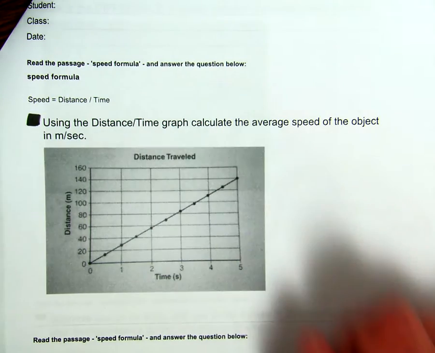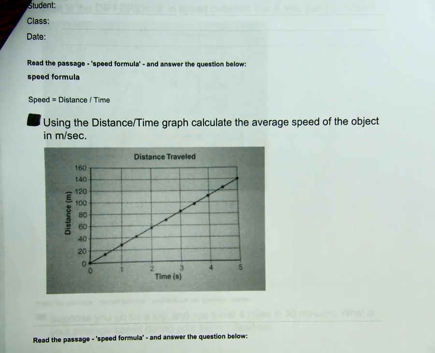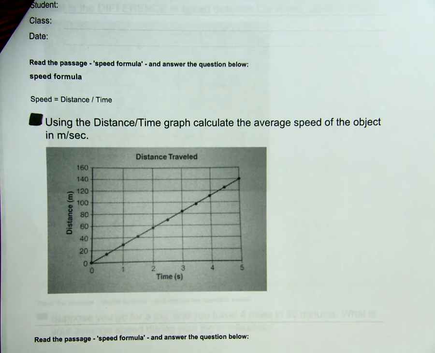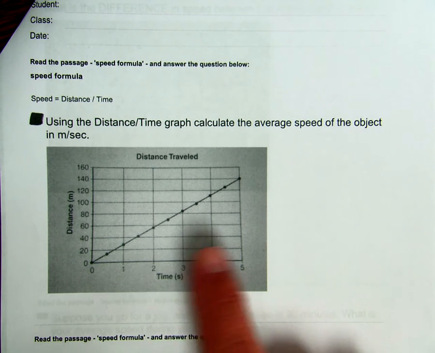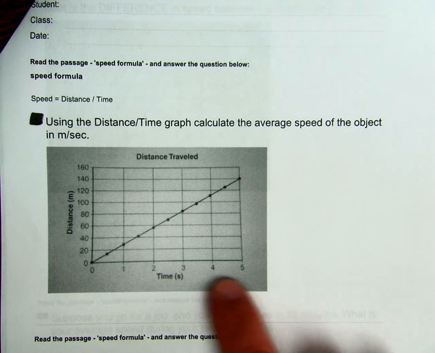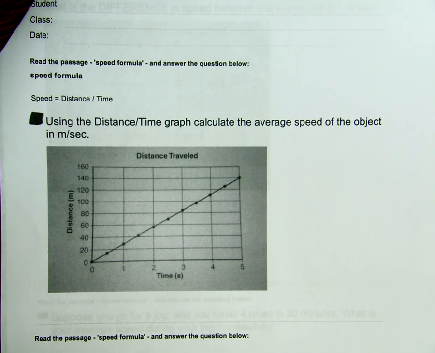So a couple things here to start out with. You're given the speed formula, which is distance divided by time. Using the distance time graph provided, calculate the average speed of the object in meters per second. So find a data point on there that is easiest for you to calculate your time and your distance. Do not forget the distance formula is on the question.